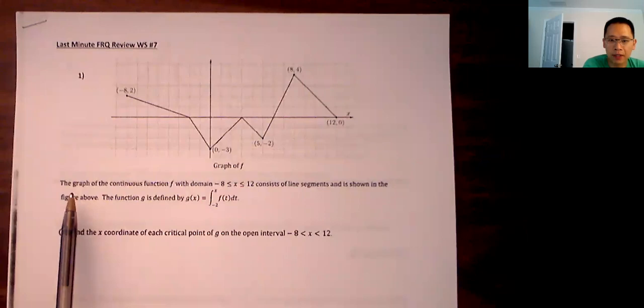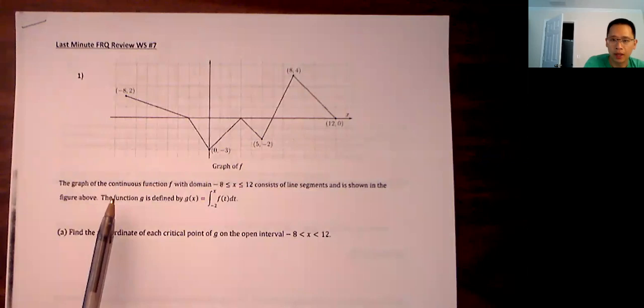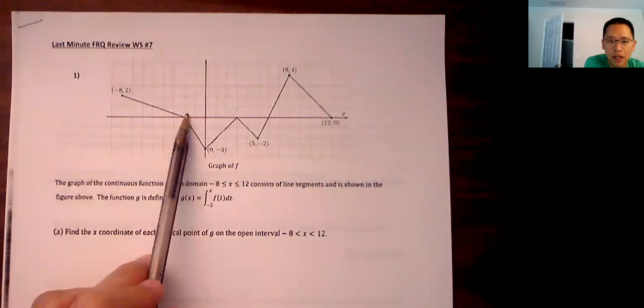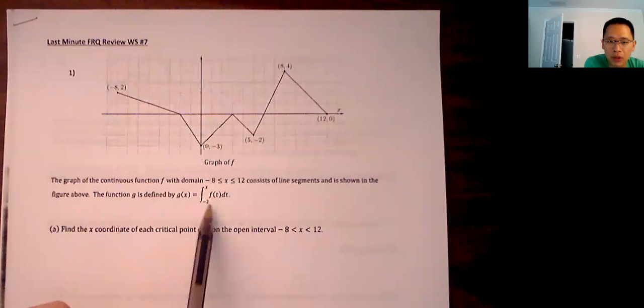All right, so number one here, it says the graph of the continuous function f with domain between negative 8 and 12 consists of line segments and is shown in the figure. So we see that these are all going to be nice geometric shapes that we can find on our own. These are our triangles, right? The function g is defined by g of x equals the definite integral from negative 2 to x of f of t dt.